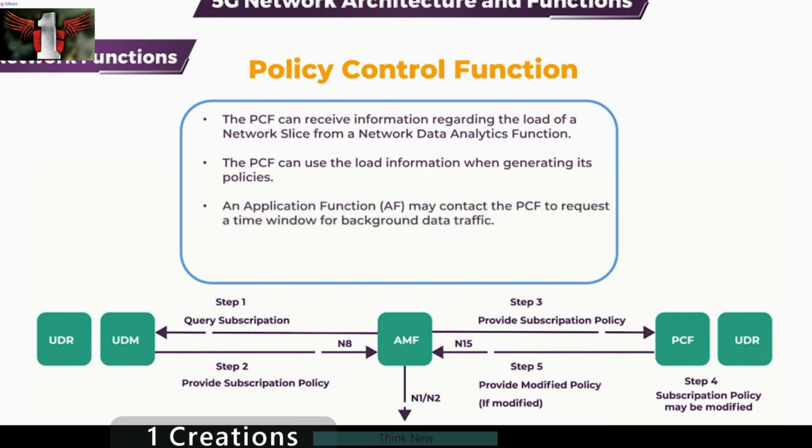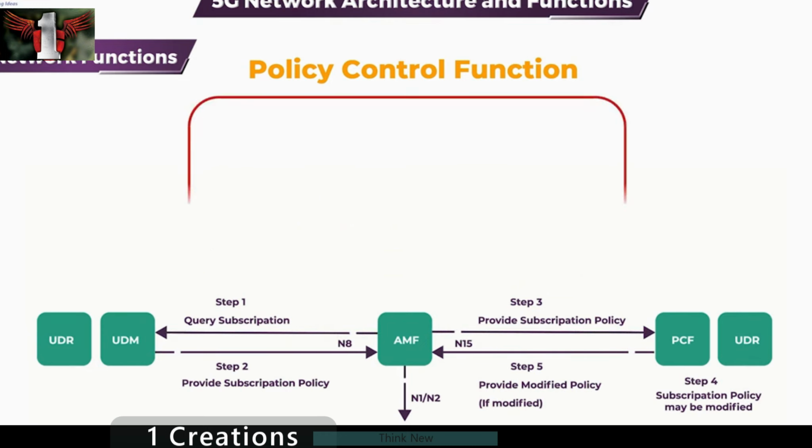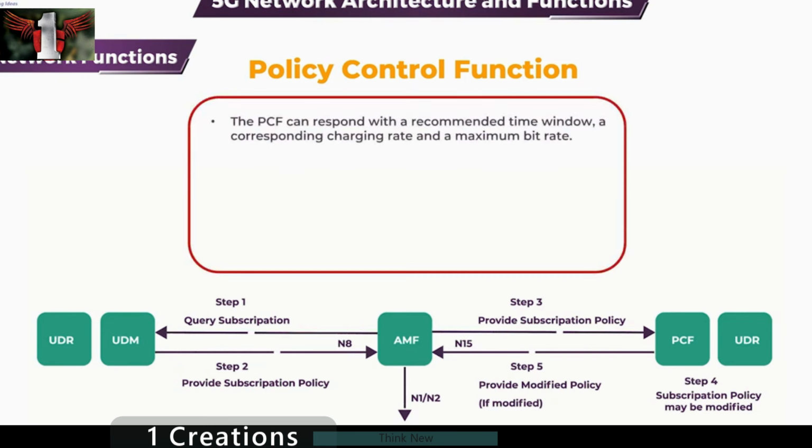An application function, AF, may contact the PCF to request a time window for background data traffic. For example, if a large number of UE requires a software update, then the download of the software can be treated as background data traffic. The request includes the quantity of data to be transferred and the expected quantity of UE. The PCF can respond with a recommended time window, a corresponding charging rate, and a maximum bit rate.